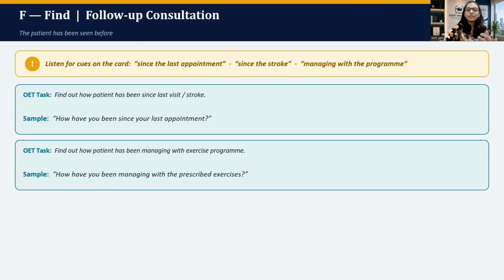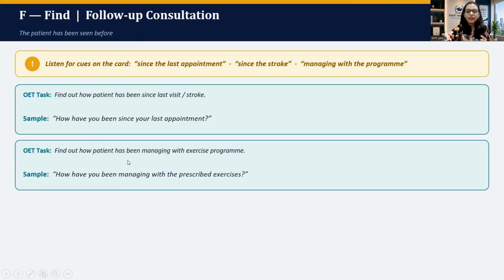Another thing: when the patient is here for a follow-up consultation, when you have already made one appointment with the patient, then the OET task says, find out how the patient has been since the last visit, since the last stroke. The task always says something like that. So how can you form a statement? How have you been since your last appointment? How have you been since you were diagnosed with stroke in the last visit?